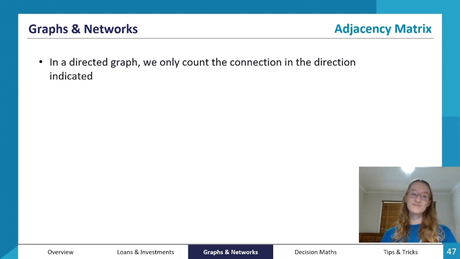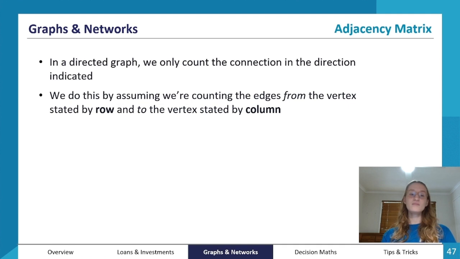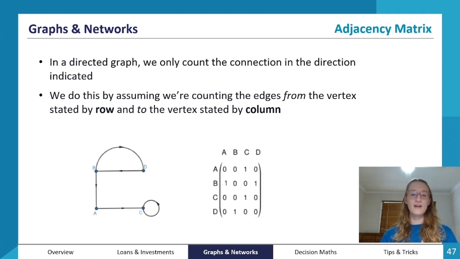In a directed graph, we can also have an adjacency matrix, but it will look a bit different and it likely won't be symmetrical down the leading diagonal, because in a regular graph the connections go both ways, but in a digraph our connections are only one way. They're not two-way streets, they're only one-way streets. So we only count the connection in the direction indicated. We do this by assuming that we're counting the edge from the vertex stated by the row and to the vertex stated by the column.